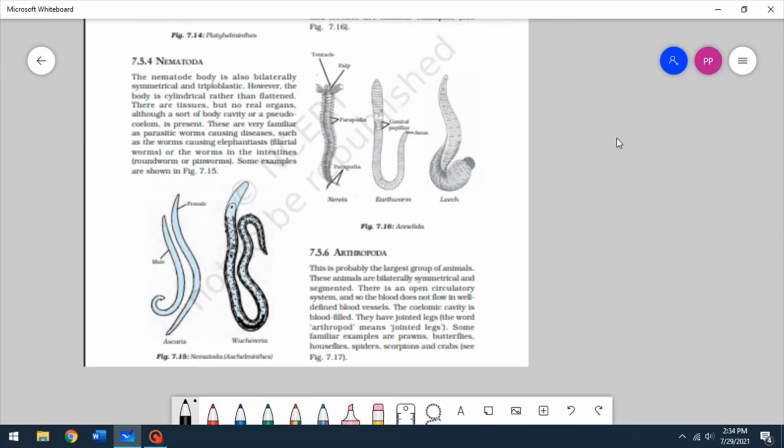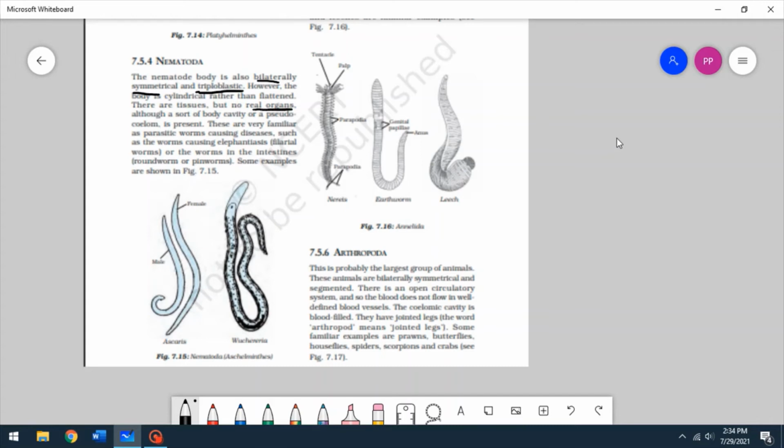So the nematode body is also bilaterally symmetrical and triploblastic. Triploblastic means it has three layers of cells, alright. However, the body is cylindrical rather than flattened, so it is not dorso-ventrally flattened. For Nematoda, they are cylindrical. There are tissues but no real organs.